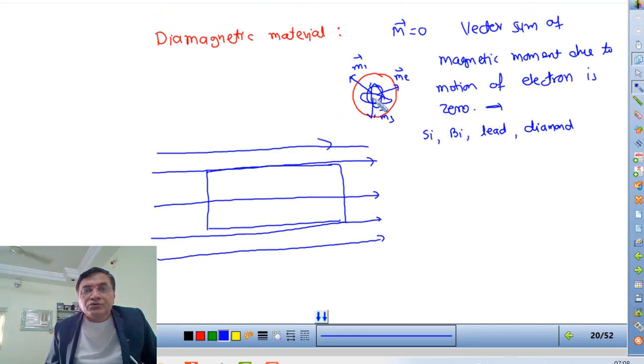Inside, the motion of electrons gets changed. Motion of electron is changed. Originally it was 0, because the vector sum was 0, but now this is changed somewhat. And because of the change, it possesses a magnetic moment.